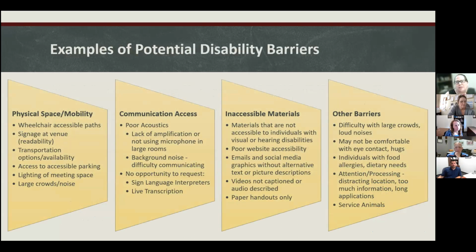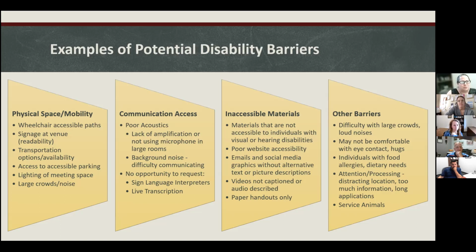About probably the most common things we see, these are the barriers, and I kind of put them in some categories to try to make this a little bit easier for you to think through. Most people think about this, but the physical space and mobility: where you're planning your meetings, when you're having your events, when you're participating in different programs, are there wheelchair accessible paths? Where are there stairs? Is there a way to get there otherwise? Is there signage pointing to where accessible paths are, or how do you find a room?